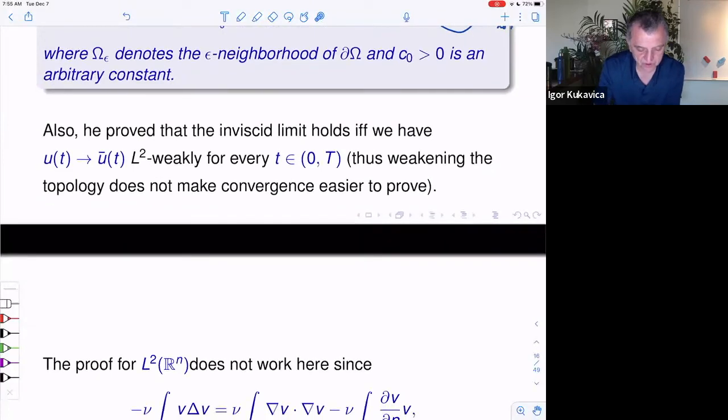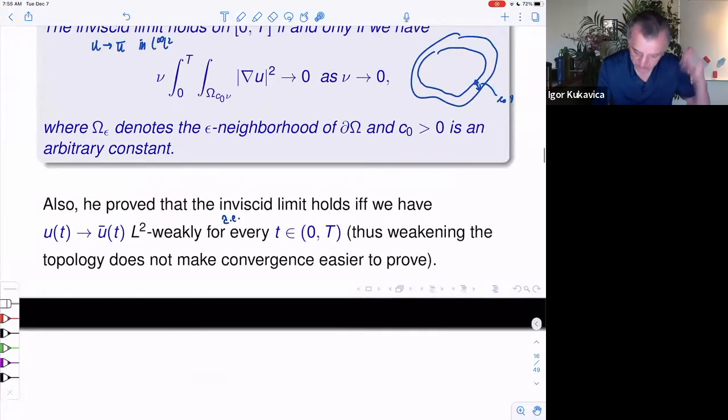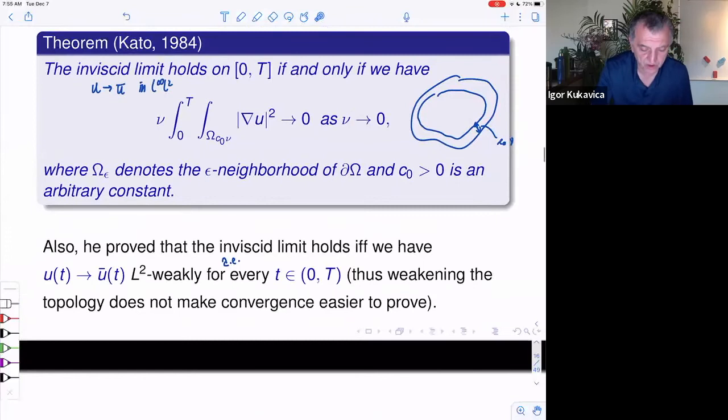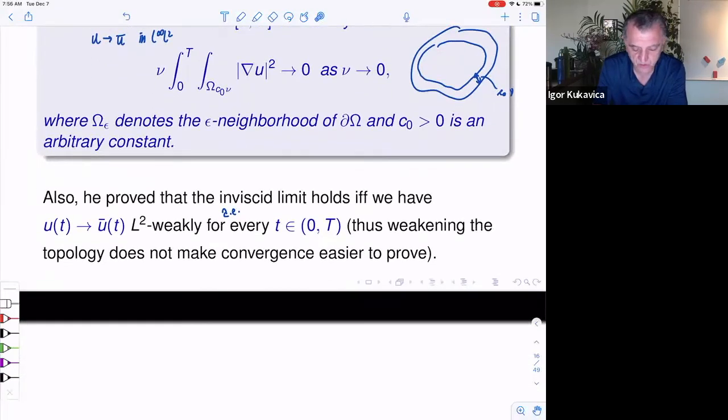So he also proved that the inviscid limit holds if and only if we have u of t converging to u bar of t L2 weakly for every individual t, or for almost every individual t. And so this is again bad news, because this means even if we lower the regularity into something weak, like L infinity L^p, p small, or some weak limit, that's not going to work, because the weak doesn't work either if the strong doesn't work.